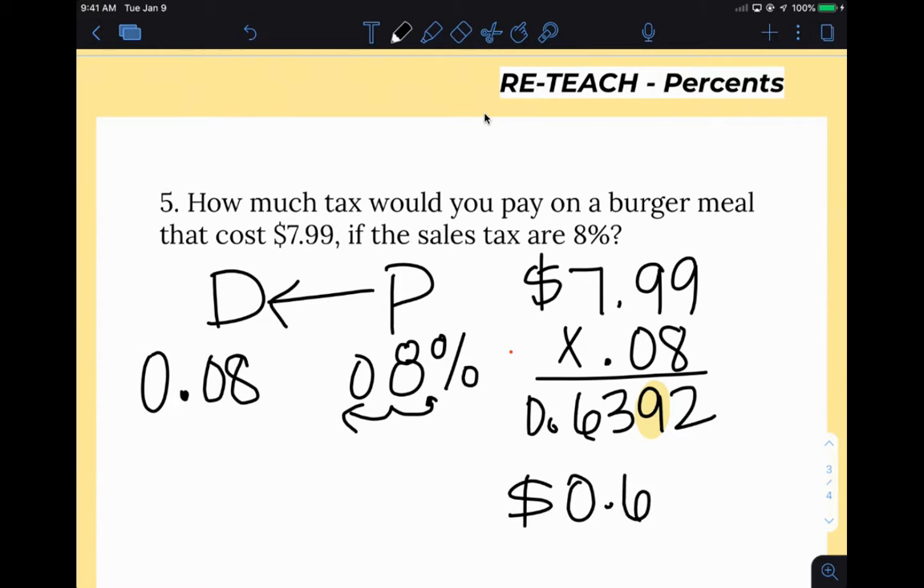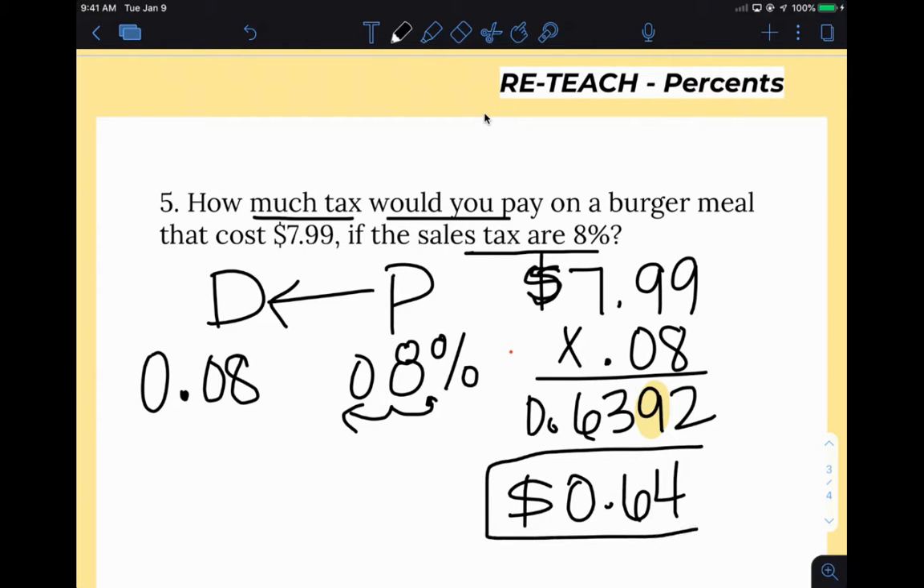And after I have an answer, I go back and read the question to see if I need to add or subtract, or if that's my final answer. Here it says, how much tax would you pay on a burger meal that costs $7.99? So they want you to find out how much you would pay in taxes, right? If the sales tax rate is 8%. So you know what? Lucky you. This is already your answer.